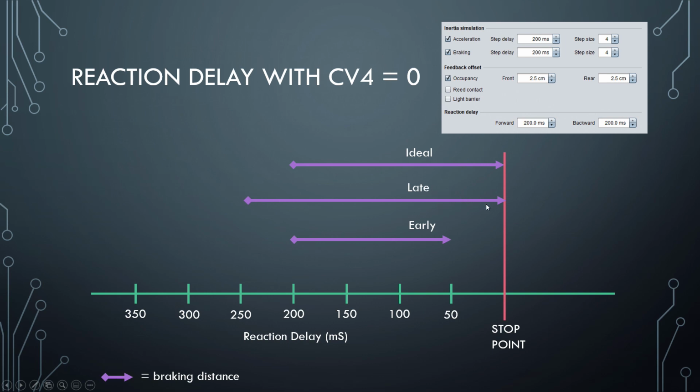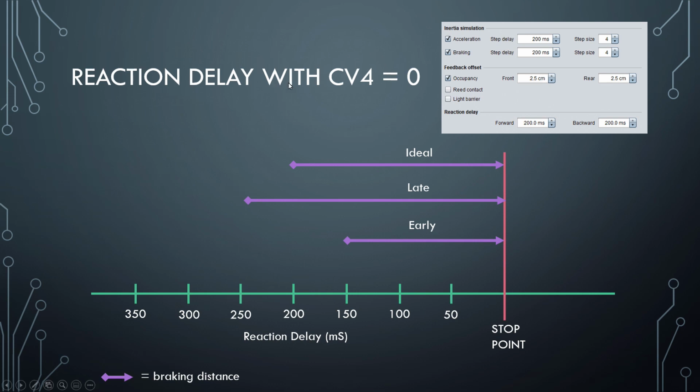So the train that was late, we increase the reaction delay. So now it's nearly 250 milliseconds. And the train that was early, we decrease the reaction delay. So now we have a reaction delay of around 150 milliseconds. So if a train goes past the target, we increase the reaction delay. And if a train falls short of the target, we decrease the reaction delay.